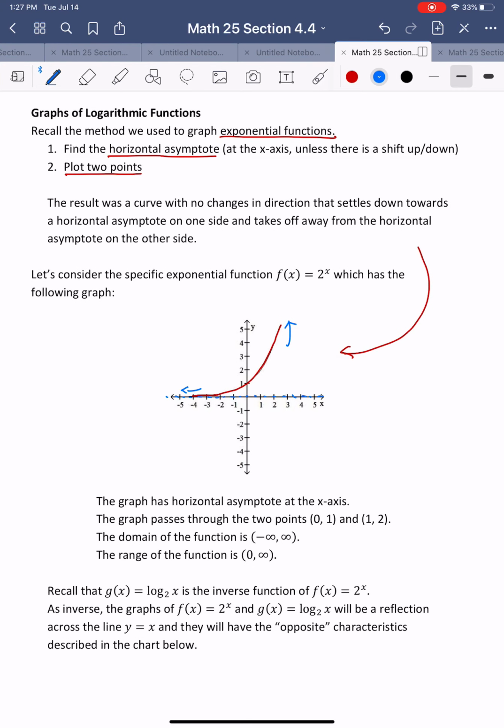So the graph has a horizontal asymptote at the x-axis. And the graph passes through the 2 points, which are (0, 1) and (1, 2). The domain is all real numbers. But the range is, as you notice, the graph is always above 0, okay?